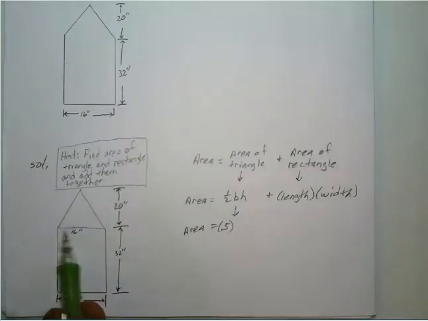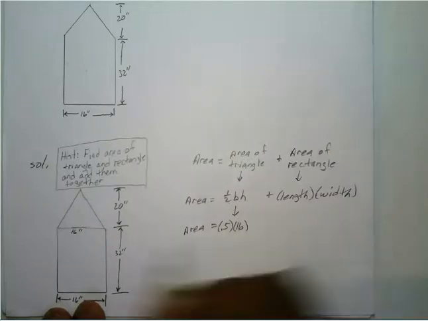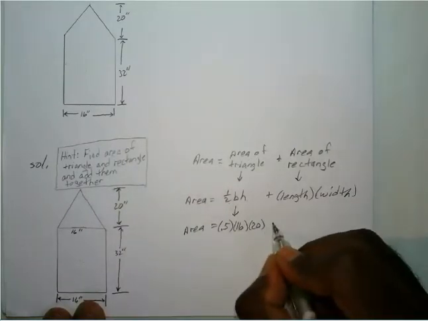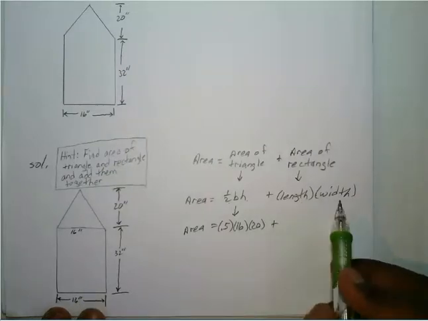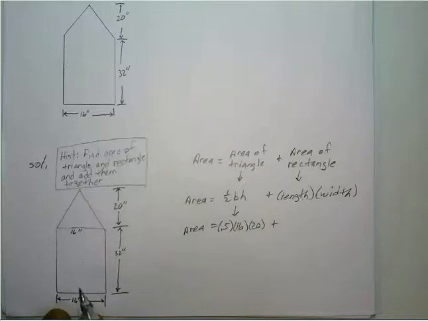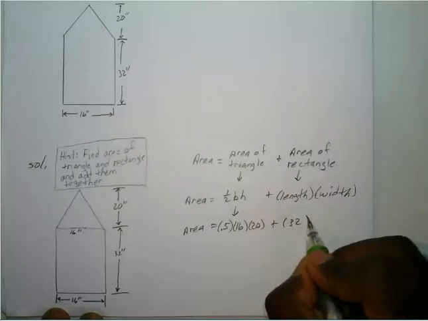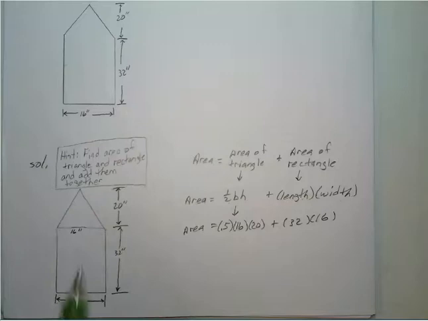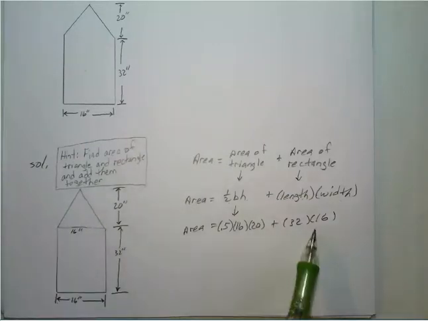Okay, so you have your base, which is 16, times your height of the triangle, which is 20, plus the area of the rectangle, which is length times width. You can say length times width or width times length, it doesn't matter, it'll give you the same answer. So you have 32 times 16. Okay, so we have the area of our triangle, which is here, and we have the area of our rectangle, which is here.